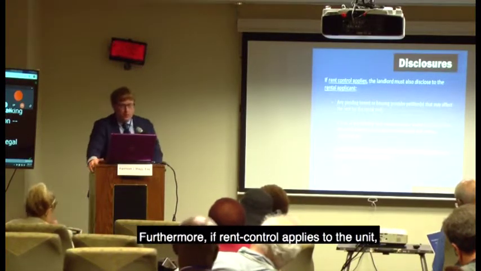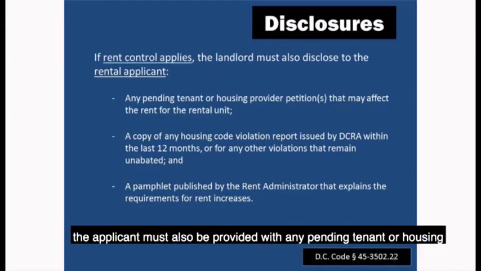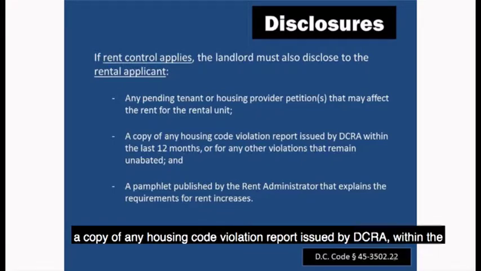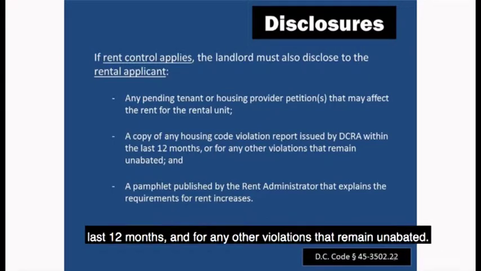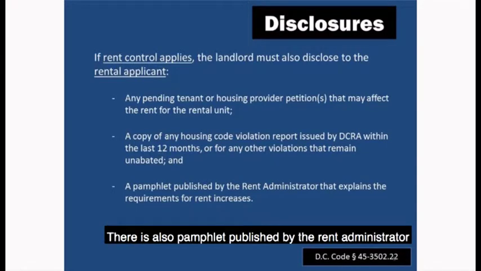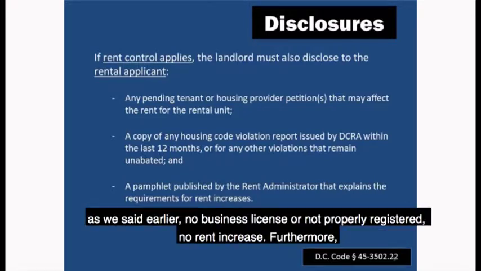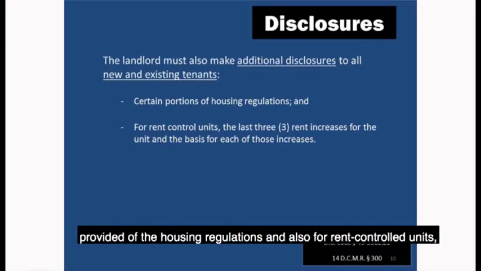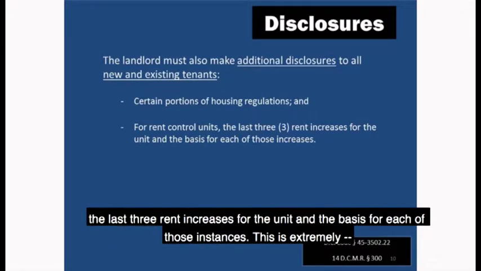All right. Furthermore, if rent control applies to the unit, the applicant must also be provided with any pending tenant or housing provider petitions that may affect the rent or the rental unit, a copy of any housing code violation report issued by DCRA within the last 12 months and for any other violations that remain unabated. There's also a pamphlet published by the rent administrator that explains the requirements for renting leases. And again, as we said earlier, no business license or not properly registered, no rent increase. Furthermore, to all new and existing tenants, there are excerpts that must be provided of the housing regulations. And also, for rent-controlled units, the last three rent increases for the unit and the basis for each of those increases.